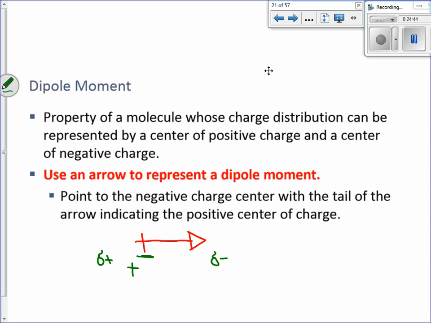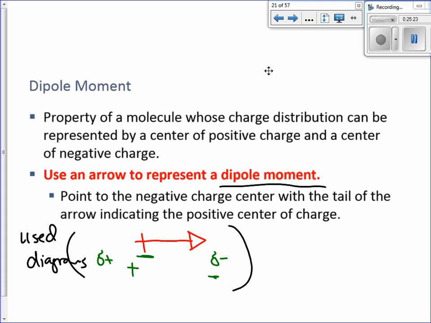So really for the dipole moment, you're representing where the unequal sharing is going. Okay? The pointy end is the negative side. The other end of the arrow is going to be the positive side. So, go ahead, take a moment. This is what I would write on my paper. This is the negative side, this is the positive side, showing the arrow, okay? This is used in diagrams. And that's depicting the dipole moment, the unequal sharing for polar molecules, okay? So as you can see in this diagram I'm about to show you, okay?